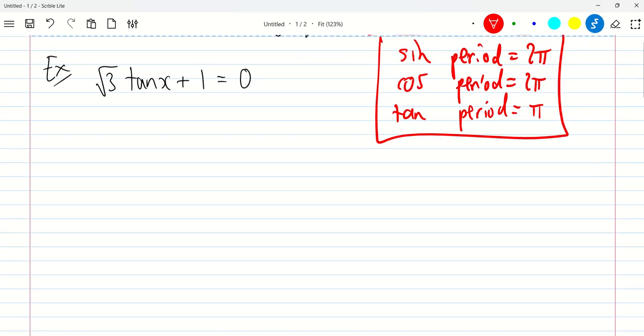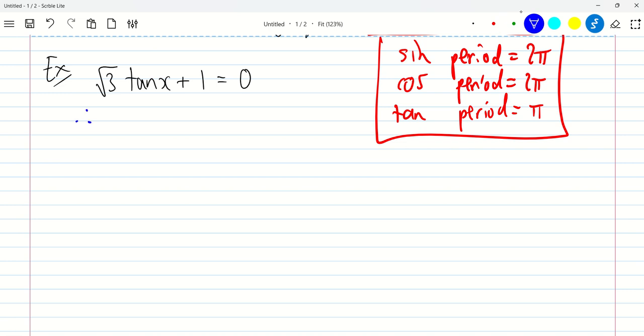Okay, so let's have a look at this first equation. Exactly like we solved before, we just want to have tan by itself. So let's have tan x equals, move the 1 to the other side to become -1, and then divide by √3. So we get -1 on √3 for tan x.